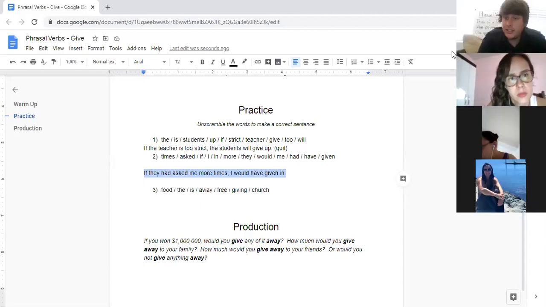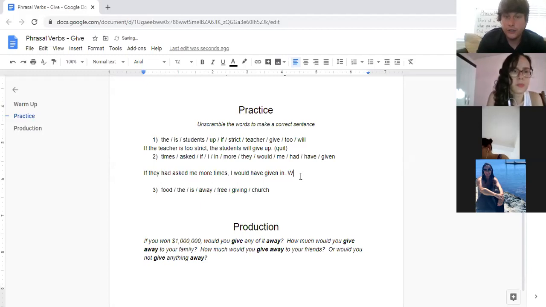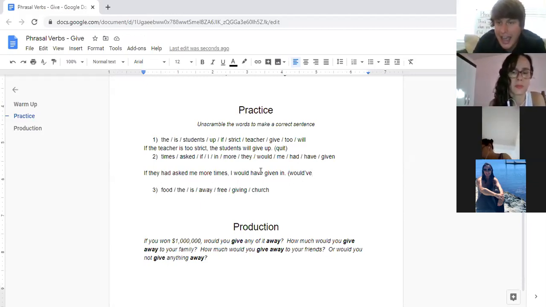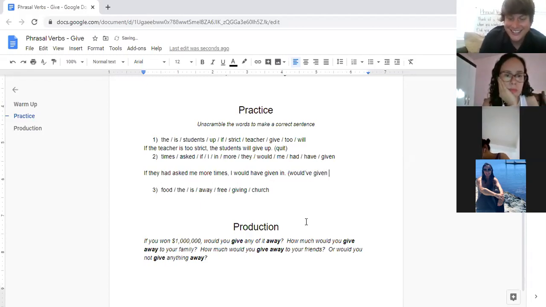Spring, can you please read this sentence to me? If they had asked me more times, I would have given in. Good job, Kasia. So don't forget about contractions. When Americans speak, the words become contracted, put together for faster, easier speaking. So would have sounds like would of. Not spelled like that, sounds like that. Would have given in.